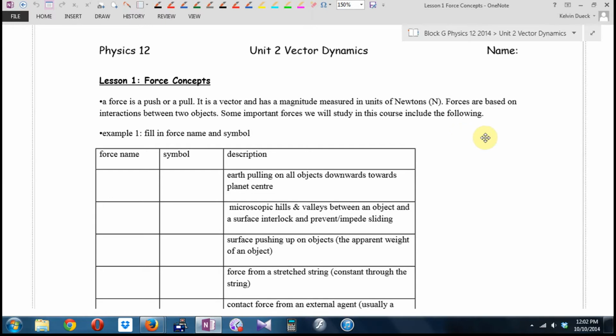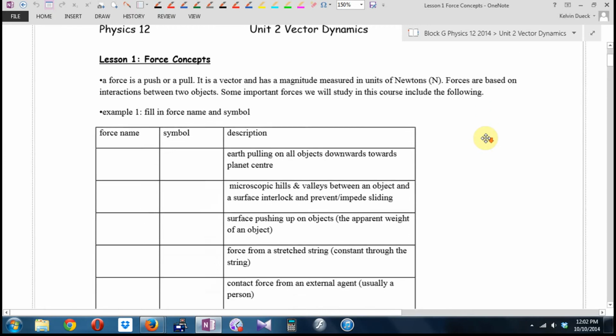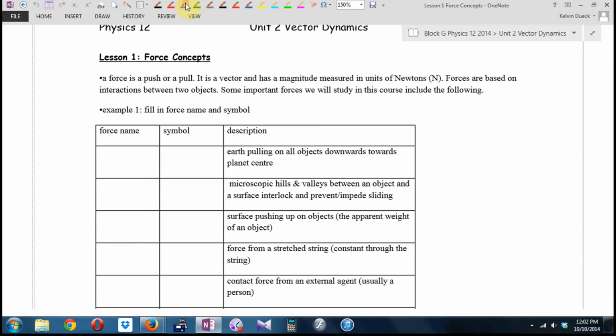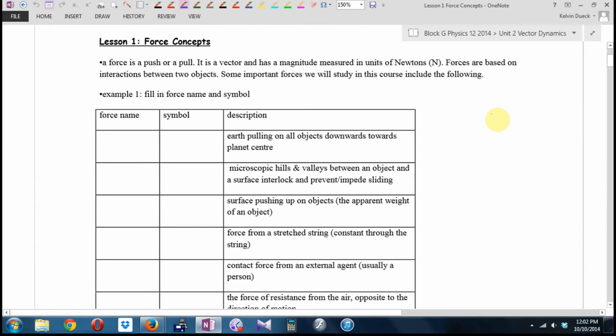So, review. If you know this, good, but I always assume you've forgotten everything. A force, I wrote, is a push or a pull. It is a vector, and it has a magnitude measured in units of newtons. Forces are based on interactions between two objects. Some important forces that we're going to study in this course include the following.